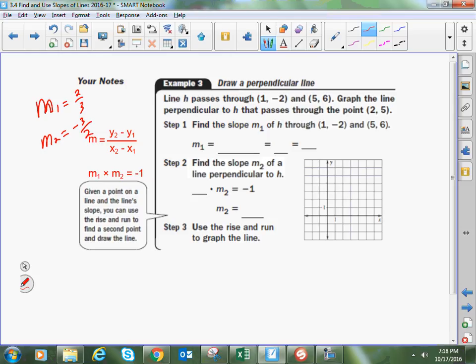So here we have line H. It's going to pass through the 2 points that they're giving us, and we want to graph a line that's perpendicular to it, but it has to go through the point (2,5). Well, the first thing I want to know, what is the slope of line H?